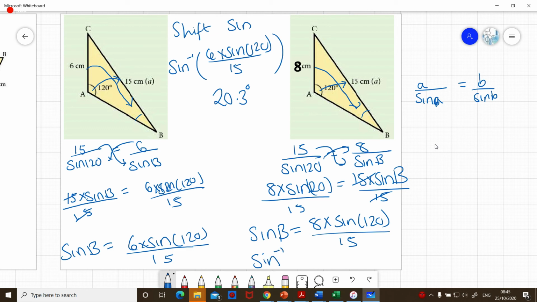And then what we're going to do is sine inverse to find the angle. Okay, and that gives us a nice answer. All we're going to do is put it in my calculator. Again, shift sine inverse, shift sine, and you get the answer of 27.5 degrees.